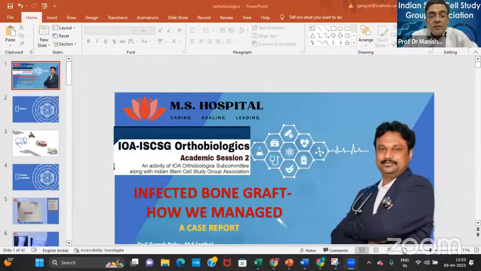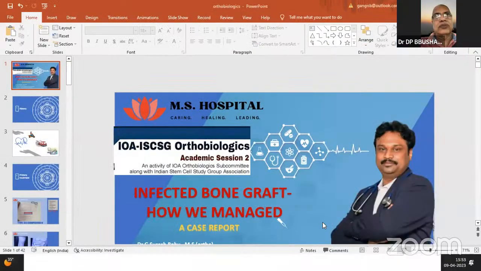So with the permission of Dr. Raghunandan, sir, we'll move to the next presentation, the case report and discussion on infected bone graft. Hold your seats very tight. It's a very interesting case report by Dr. Suresh, which we can commonly correlate in our clinical practice. Over to Dr. Suresh for the case report and the discussion. Yes, Dr. Suresh, you can share.